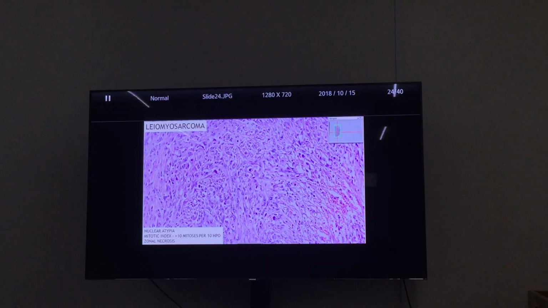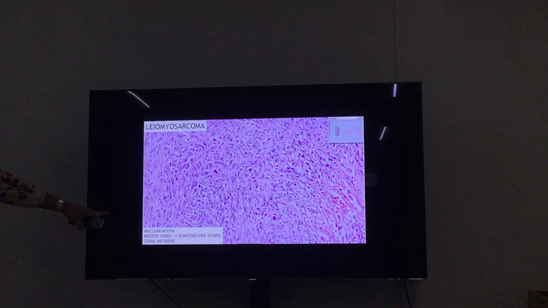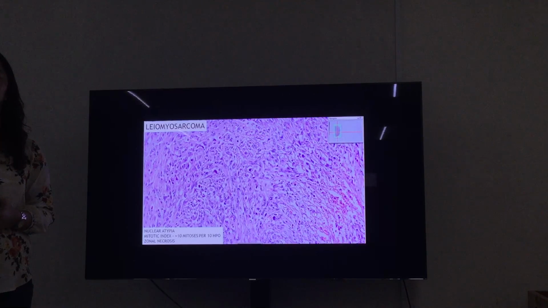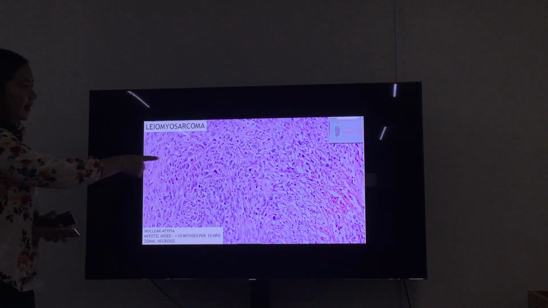So this is leiomyosarcoma. There are three features that differentiate leiomyosarcoma from leiomyoma: the presence of nuclear atypia, a mitotic index of more than 10 mitoses per 10 high power fields, and zonal necrosis. Here you can see leiomyosarcoma. When you look at the cells, they're pleomorphic, unlike the uniform appearance of leiomyoma.